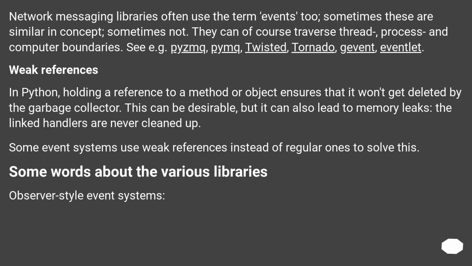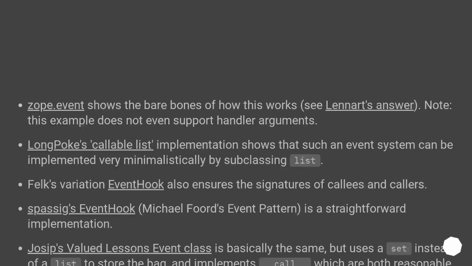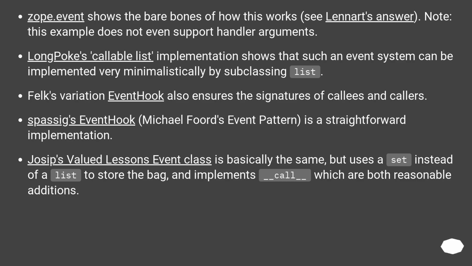Observer-style event systems. zope.event shows the bare bones of how this works. See Lennart's answer. Note, this example does not even support handler arguments. Longpoke's callable list implementation shows that such an event system can be implemented very minimalistically by subclassing list. Felk's variation, EventHook, also ensures the signatures of callees and callers.